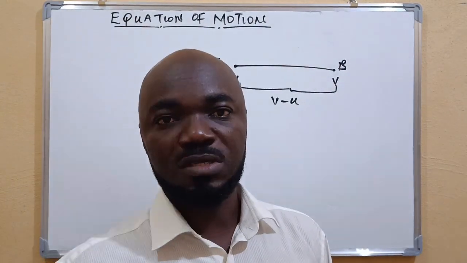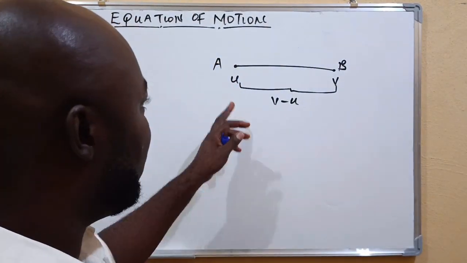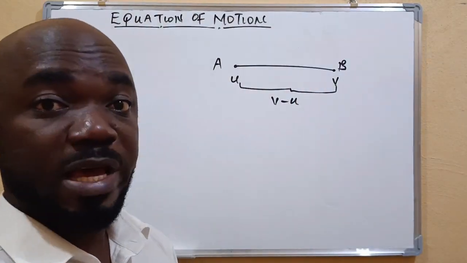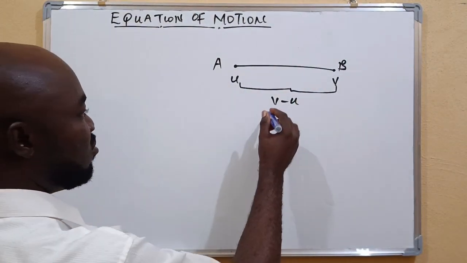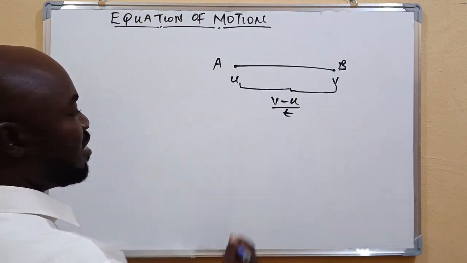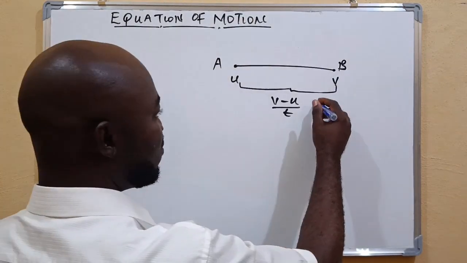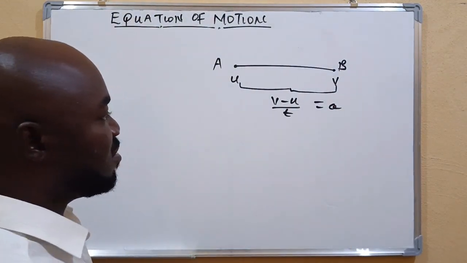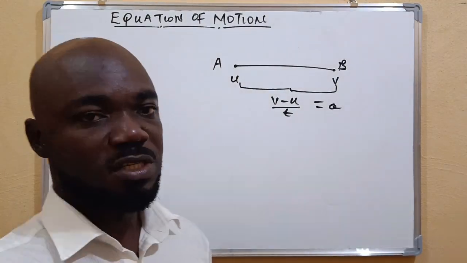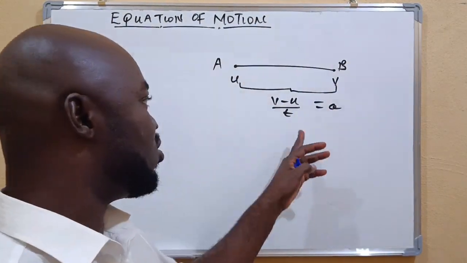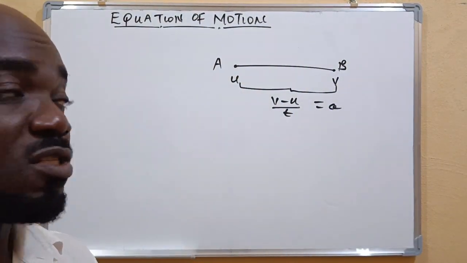But because it has to do with rate of change of velocity with time, because time is involved, we divide the difference in velocity, or the change in velocity, by time, and that gives us the acceleration. Acceleration is simply rate of change of velocity with time. So when velocity changes with time, acceleration is produced.